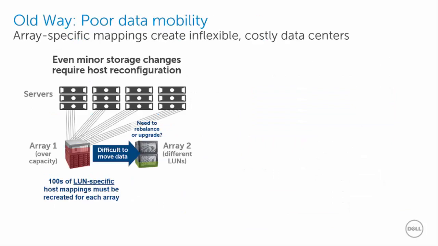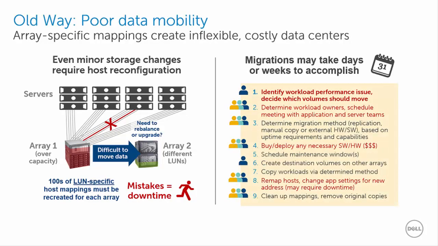Before we go further, let's look at how the current process can be and the risks involved. Identify the performance issue and solution. Determine impacted teams and get buy-in from them. Determine migration solution. Deploy migration solution. Schedule maintenance and likely downtime. Create new volume, copy data, remap hosts, update applications, etc. Clean up old mappings, clean up old data.